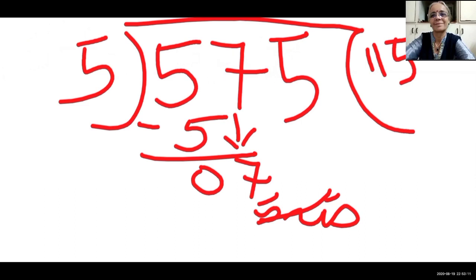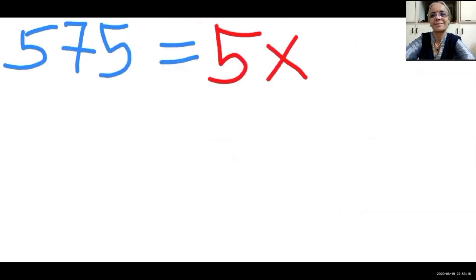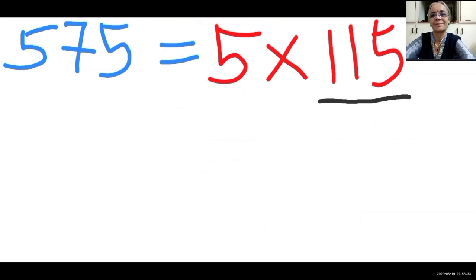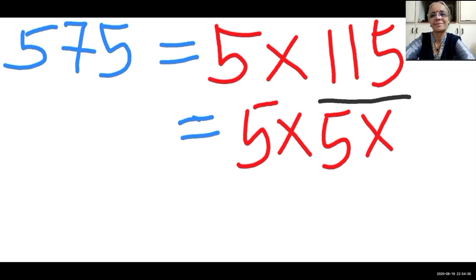So what will I write on this? 5 into 115. Oh, this 115 is not a prime number. So just underline it. At the unit place, it has 5, so it also can be divided by 5. Again, go to rough and divide it by 5. But if you know tables, you can directly write the answer. First this 5, then this 5, and 23. Because those who know tables can say 23 fives are 115. Okay. Now 23 is a prime number. So this is my final answer.